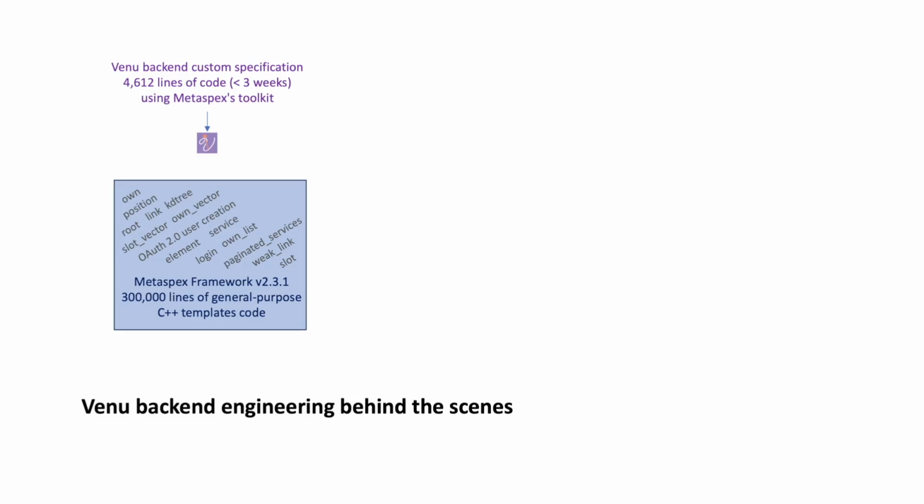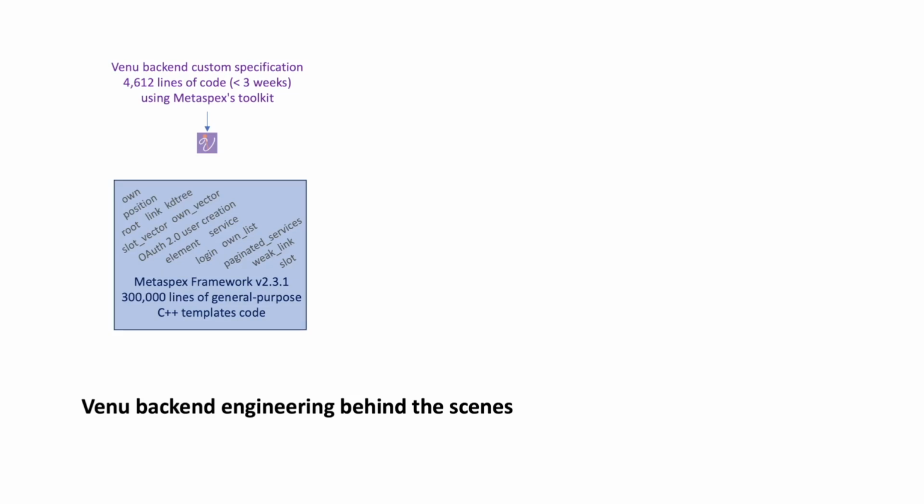The Venu source code makes extensive use of the templates listed here in the Metaspex box, plus many others. The 4,600 lines of Venu specification are only the emerging part of the iceberg, the bulk of it lying in the 300,000 lines of the Metaspex framework C++ code. Note that we have tried to show each box size representing its relative bulk. By comparison, the 300,000 lines of code in Metaspex are comparable to the amount of source code in a database server like Couchbase or MongoDB. In the case of Venu, they sit on top of Couchbase, a NoSQL database.